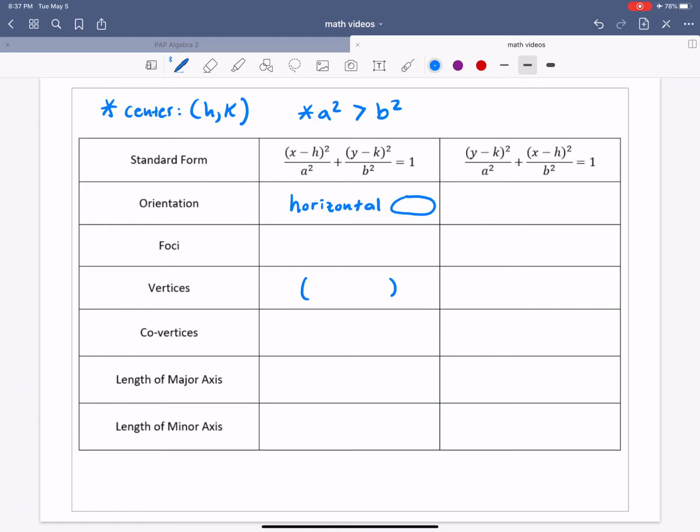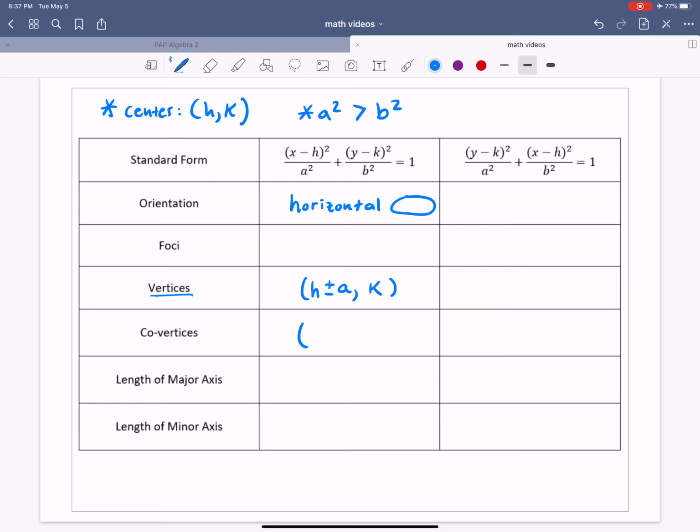Okay, so think for a minute. If we're moving to the right a units and we're also moving to the left a units, here's how we're going to write our vertices. We're going to take our h value and we're going to do two things. We're going to add and we're going to subtract a, and we're going to keep the k value the same. So remember that each ellipse is going to have two vertices. That's why I get the coordinates by, number one, adding a to the h value, and then subtracting a from the h value.